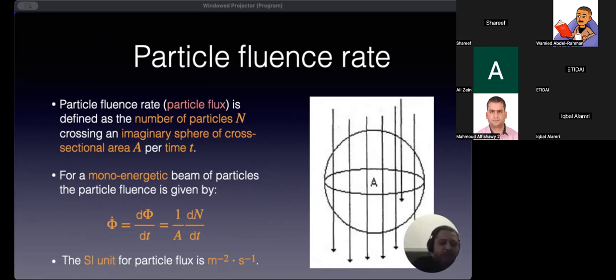So for a monoenergetic beam of particles, the particle flux is given by the derivative of the fluence. Okay? And again, we can write it in such a way. And the SI unit for particle flux is therefore going to be particles per meter squared per second.